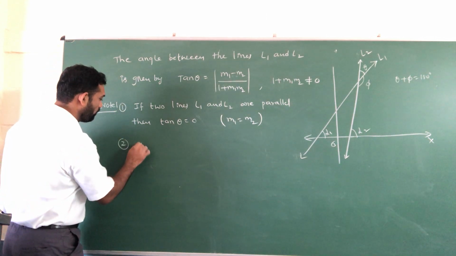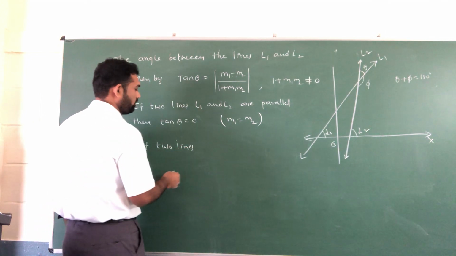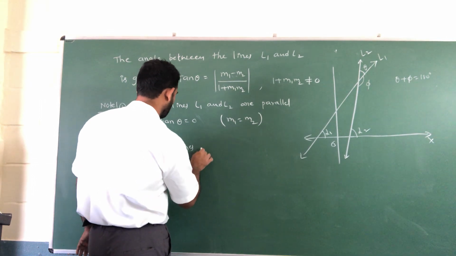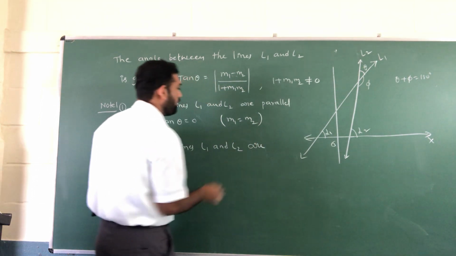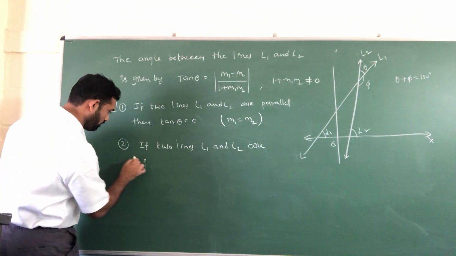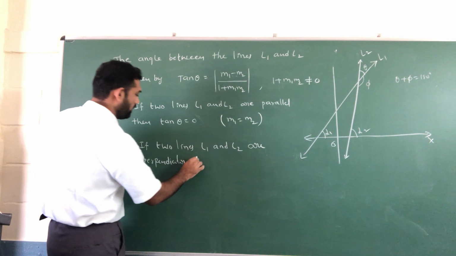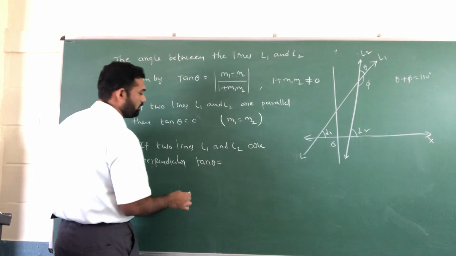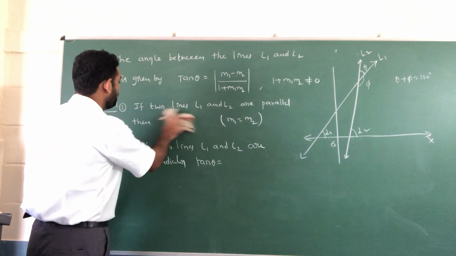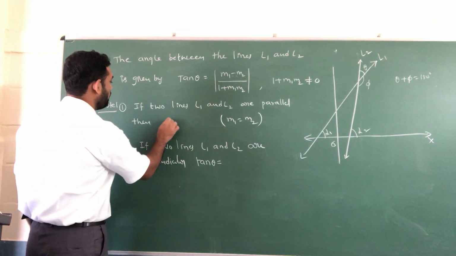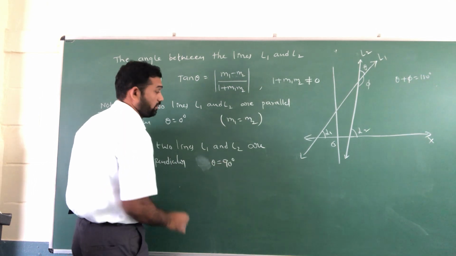Next, second point: if two lines L1 and L2 are perpendicular, then what is the angle? Sorry, if two lines are perpendicular, then theta is equal to 90 degrees. Like that you have to convert.